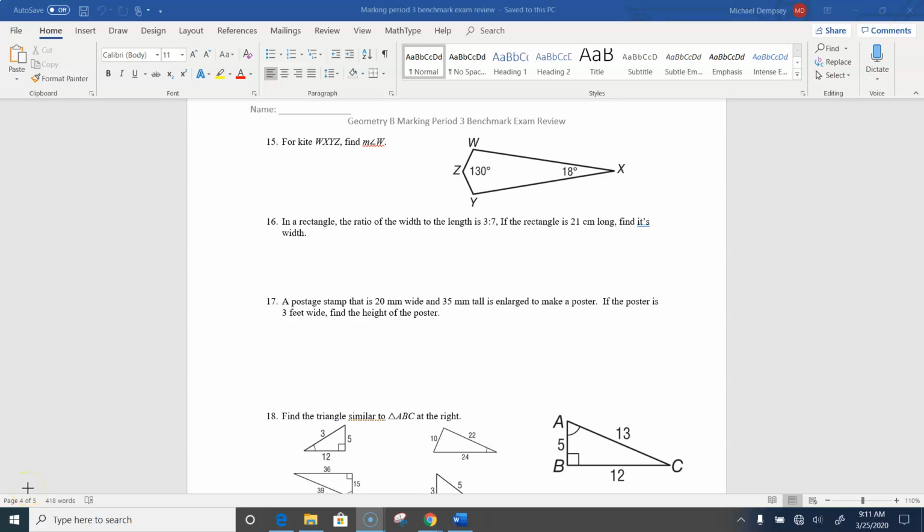Okay, day 4 of our MP3 Benchmark review. We have a kite, a special kind of quadrilateral where you have two pairs of adjacent congruent sides, right? Now, unlike parallelograms, opposite sides aren't equal, but there are some unique properties here. The diagonals are perpendicular, and you will have one pair of angles that are equal.